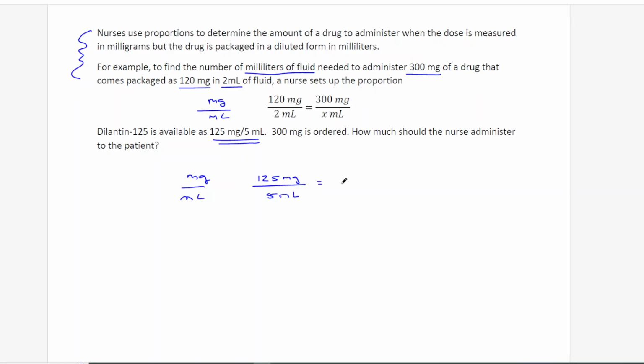Then we want to set up a proportion where we don't know part of it. We know that we need 300 milligrams, so we're going to put the milligrams on top, and then we're going to solve for the amount of milliliters required. Again, this is a rational equation where my lowest common denominator is going to be 5x. Don't let the units get in your way. Sometimes I don't put them in my proportion, I just put them out here, but whatever works for you. So I'm going to multiply every single term in my equation by 5x, and then I'm going to simplify.